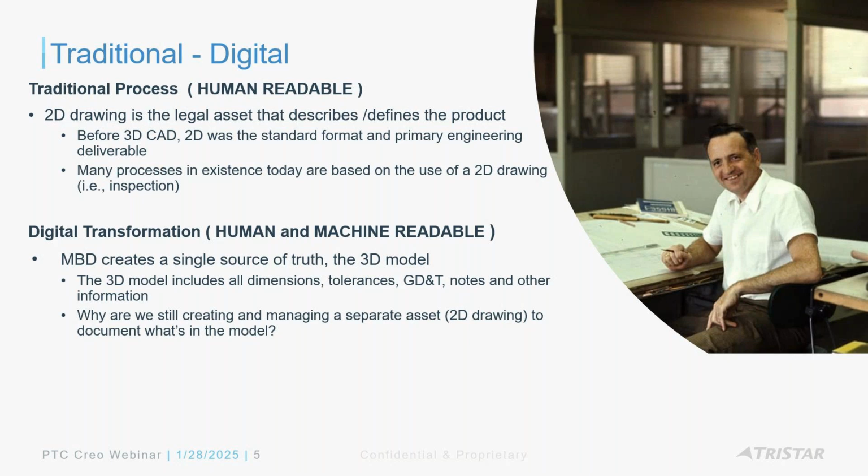This includes your dimensions, your tolerances, GTOLs, notes, what have you, right? If the model contains all the information, the question is, why are we still creating and managing a separate asset called the 2D drawing to show the same information, right? So that's the question. If you want to automate manufacturing by making it software readable, machine readable, rather than human readable with the 2D drawings, right? So those are some general concepts or overview on the MBD.